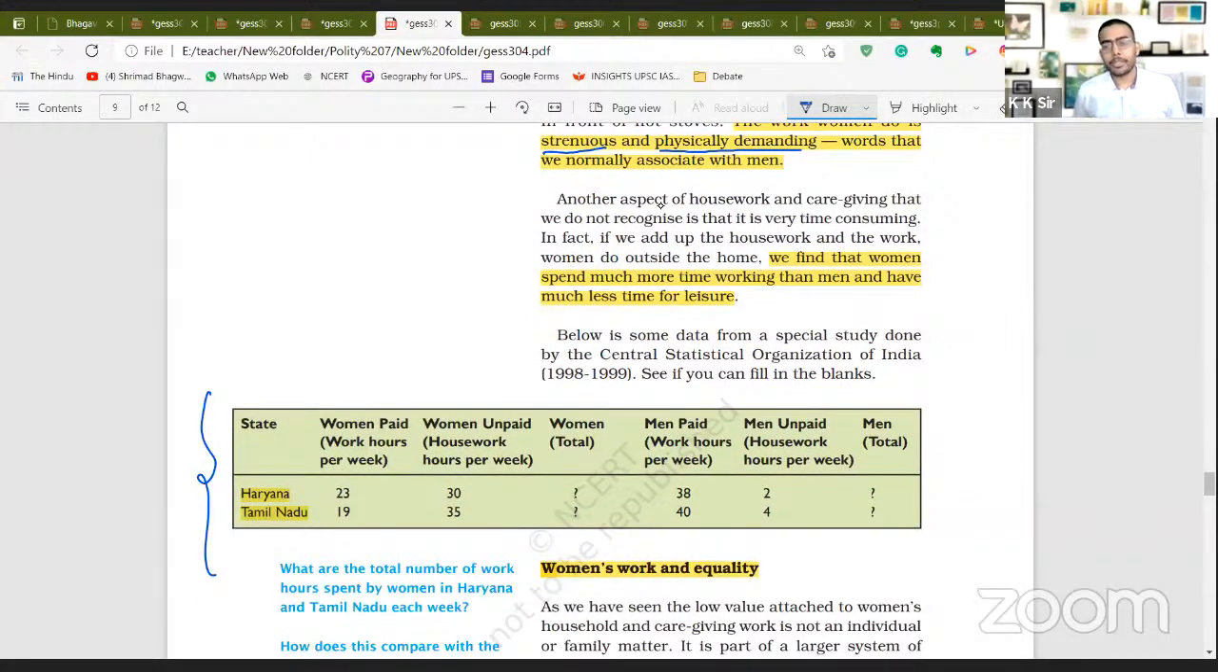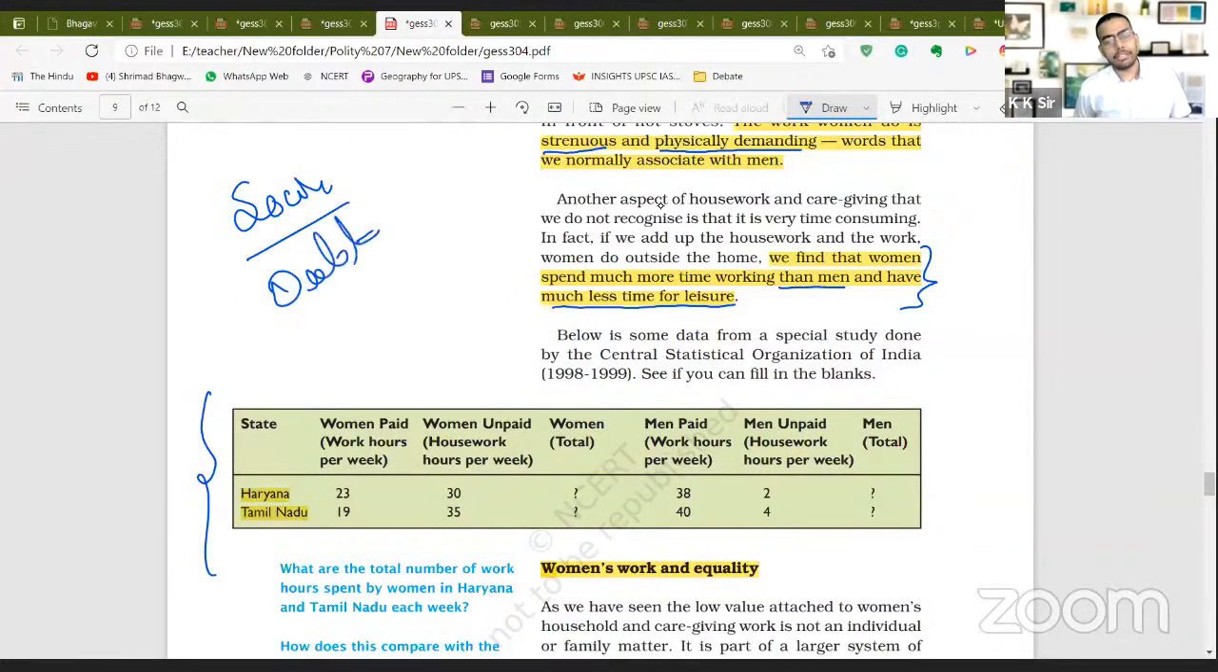Irony. We find that women spend much more time working than men and have much less time for leisure. Although they are not paid, they spend much more time working. So in sociology, you will hear terms like double burden. Double burden is, even if someone is a working woman, she will work in her office, and then when she comes home, she will again be expected to give all the services that a normal non-working woman provides. So double burden on women.